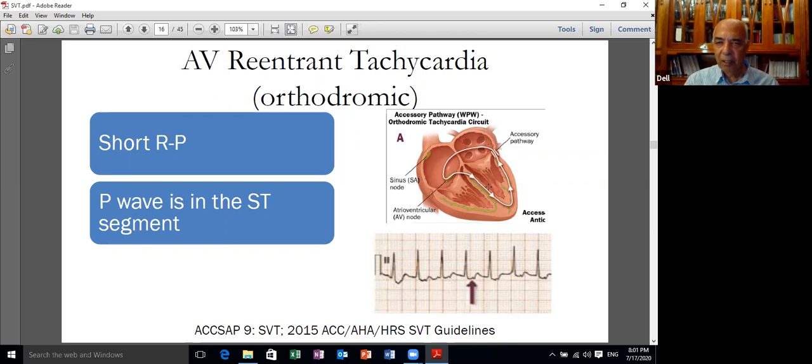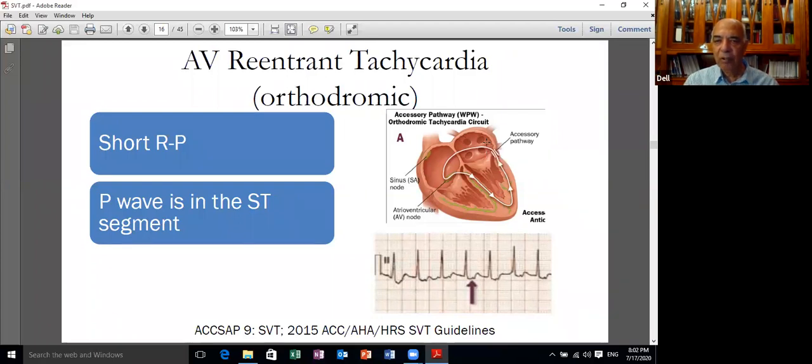If the accessory pathway conducts only retrogradely, this is called a concealed accessory pathway, because there is no delta wave under normal circumstances in sinus rhythm. The impulse goes through the AV node, conducting atrial activity in an orthodromic fashion, activates the ventricle, and then passes retrogradely across the accessory pathway to the atrium.